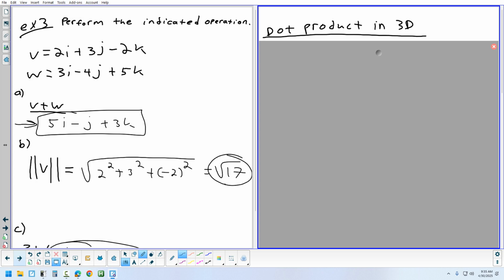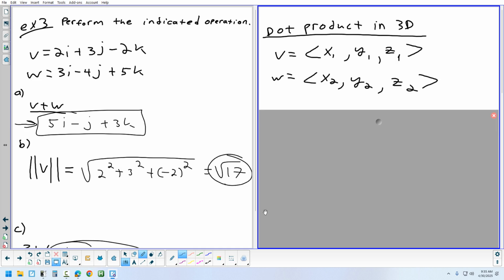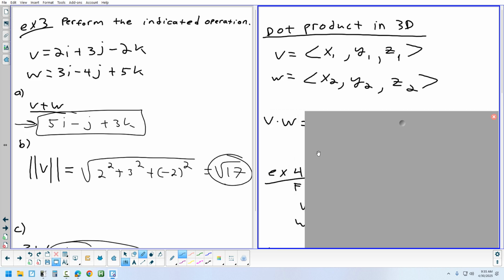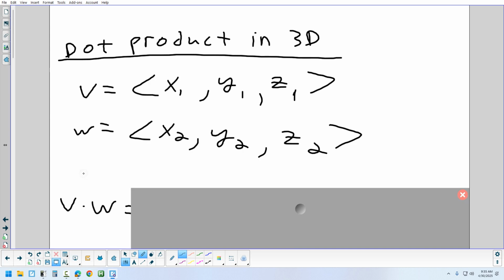All right. So the next thing we did was dot product. Now we just did dot product in 2D, so I'm not going to put that back up. Let's see if we can figure out dot product in 3D. Anyone think they can tell me the first part of the calculation to find the dot product between v and w in 3D?